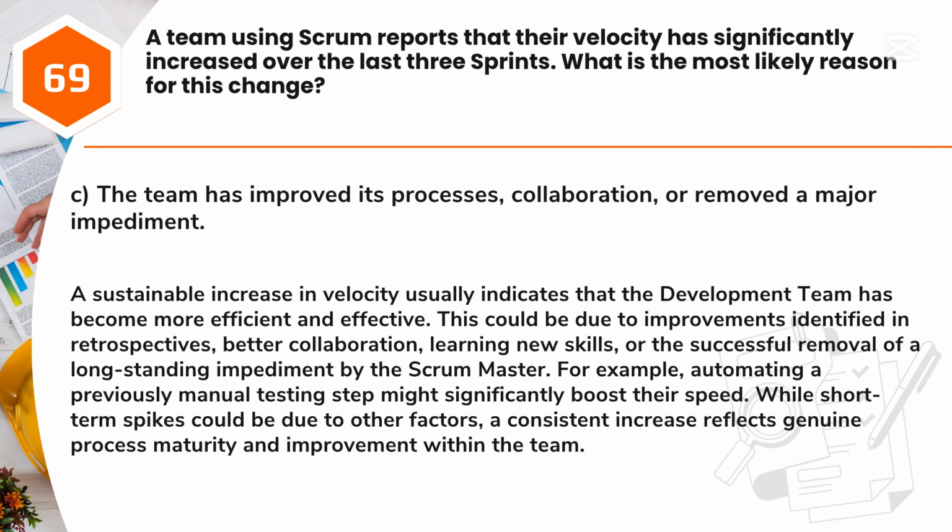Answer: C. The team has improved its processes, collaboration, or removed a major impediment. A sustainable increase in velocity usually indicates that the development team has become more efficient and effective. This could be due to improvements identified in retrospectives, better collaboration, learning new skills, or the successful removal of a long-standing impediment by the Scrum Master. For example, automating a previously manual testing step might significantly boost their speed. While short-term spikes could be due to other factors, a consistent increase reflects genuine process maturity and improvement within the team.